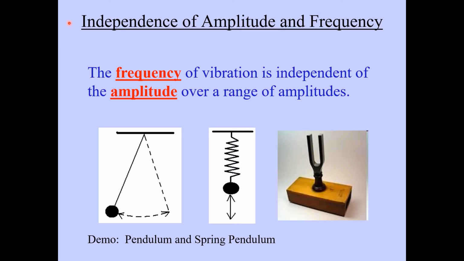One of the interesting characteristics of oscillations is that the frequency of oscillation is independent of the amplitude of the oscillation. And this is a little bit surprising. What it means is that if we take a pendulum and we swing it just a little bit like this, or if we swing it farther like this, it's going to have the exact same frequency. And that works for all different types of oscillation. So let's take a look at a demo where we'll look at the pendulum and the spring pendulum and explore this phenomenon in a little more detail.